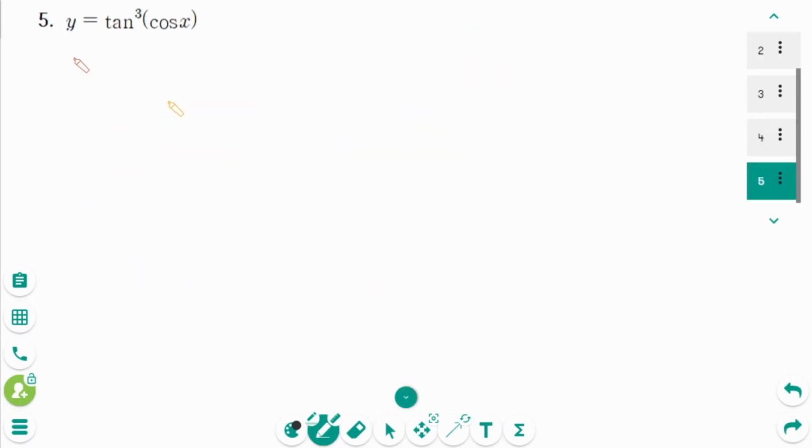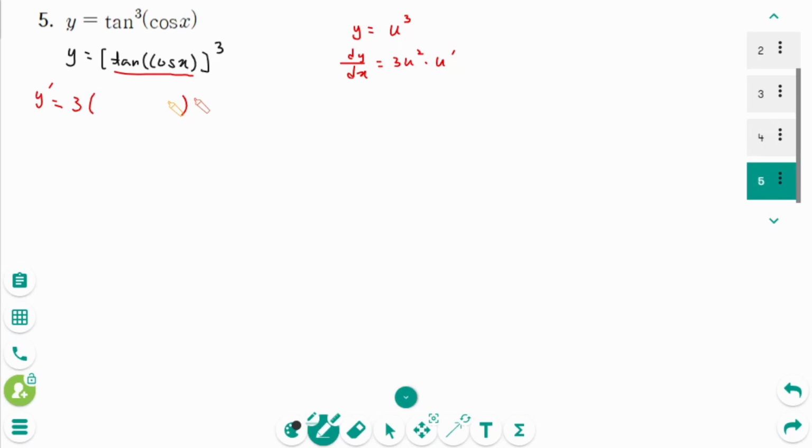Number 5, we can rewrite as y equals tangent cosine x to the power of 3. Use the general power rule. Think of it as y equals u to the power of 3. If y equals u to the power of 3, then dy dx equals 3u squared times u prime. Then y prime equals 3u to the power of 2 times u prime.